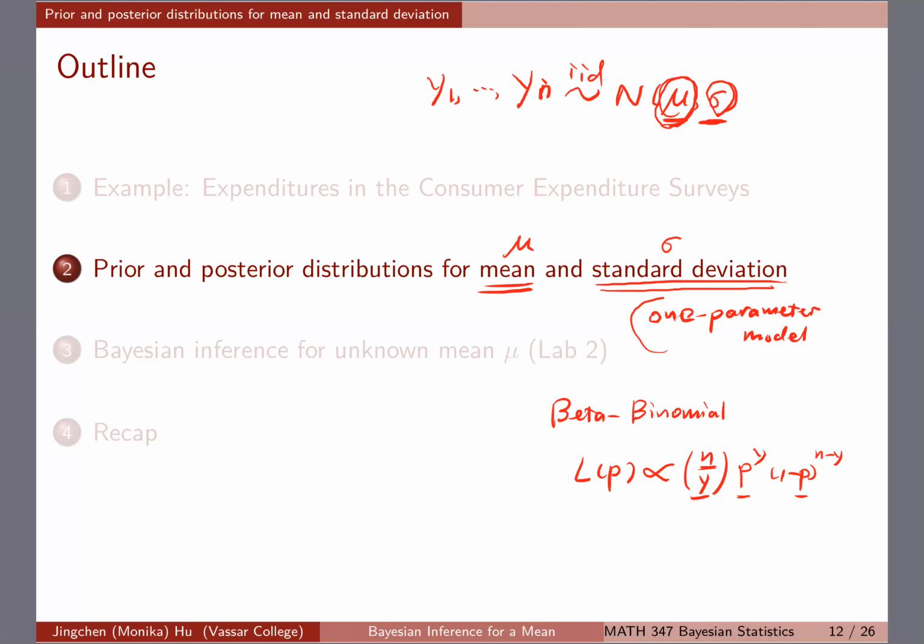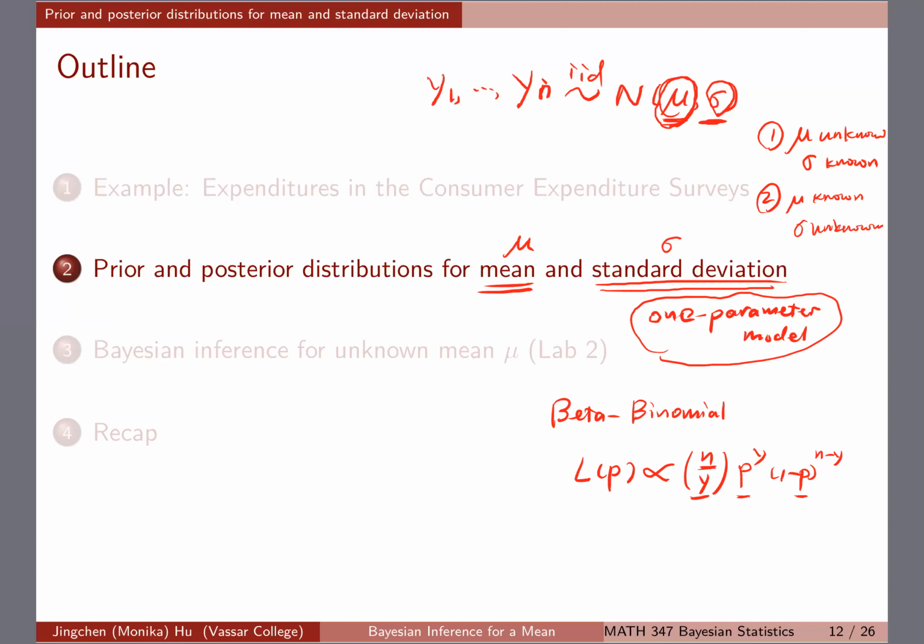To keep working with a one parameter model, first of all, mu is unknown but sigma is known. We're going to see how we can derive, or design, a prior distribution and then go to the posterior. That's the first one. Pretty exciting, as you can tell. The second one is mu known and sigma unknown. We're going to see how that works.